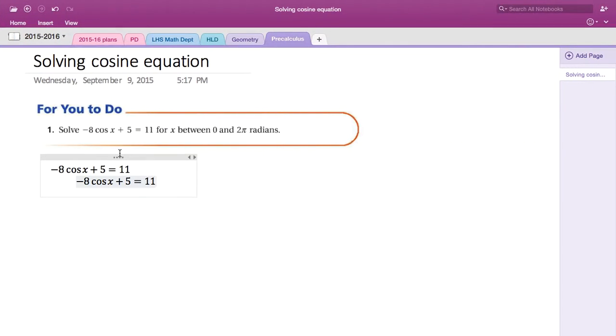This video is about how to solve a cosine equation. We have the problem: solve negative 8 cosine of x plus 5 equals 11 for x between 0 and 2 pi radians. The goal is to solve for x just like an algebra 1 problem, but that x will be the radian, which is the arc length.